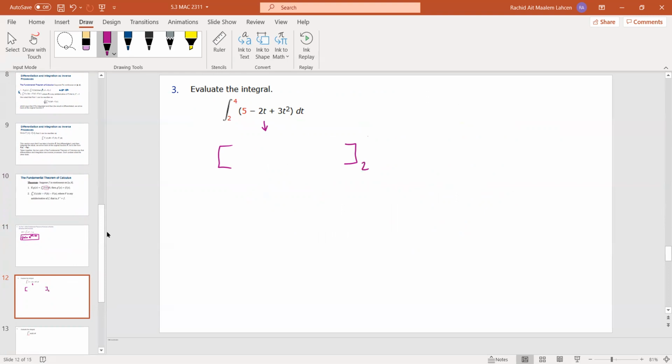The upper limit is 4 and the lower limit is 2. The antiderivative of 5 is 5t. For 2t is t squared. For 3t squared is t cubed, right? Such that if you differentiate here with respect to x, you should get this f of t here.